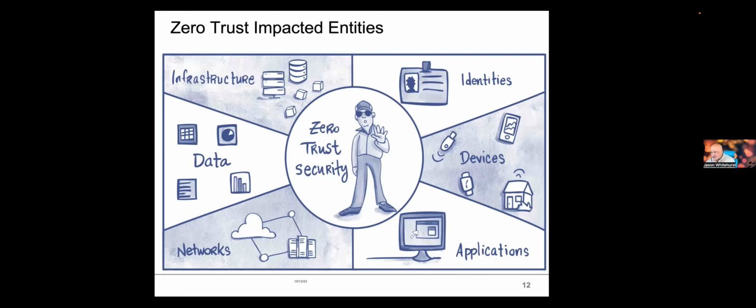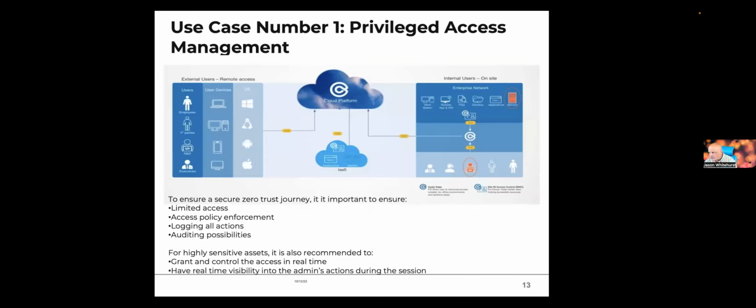And so when we say everything's a part of that zero trust protection, obviously there's even physical security pieces that relate to that. So this is what we call privilege access management.